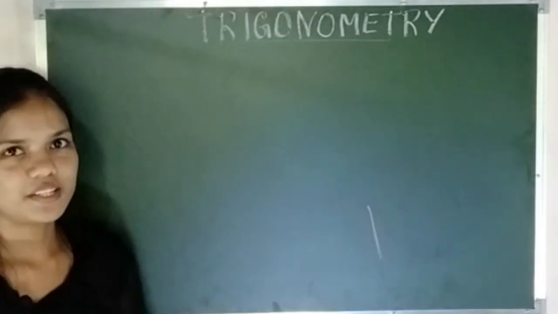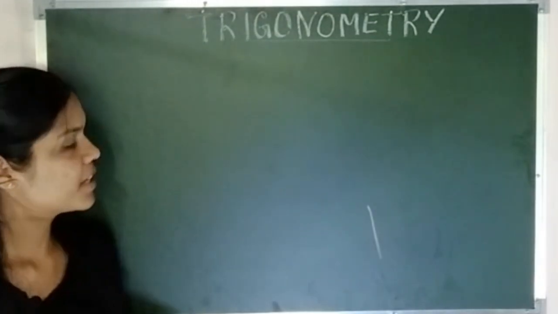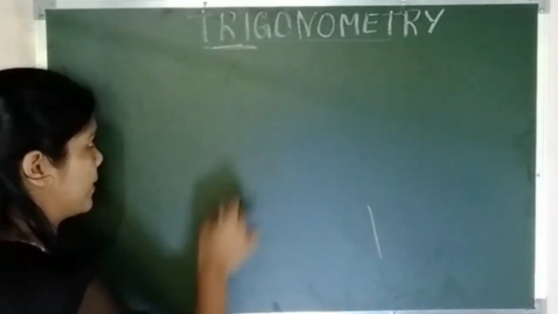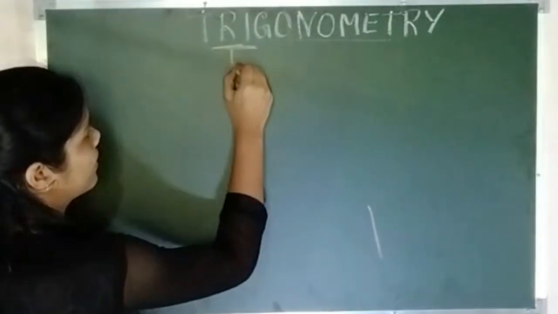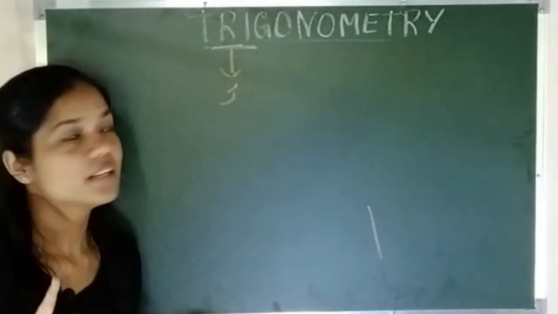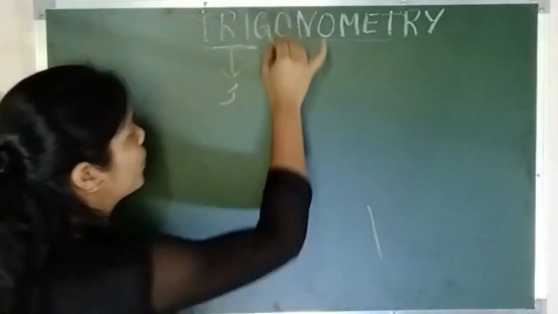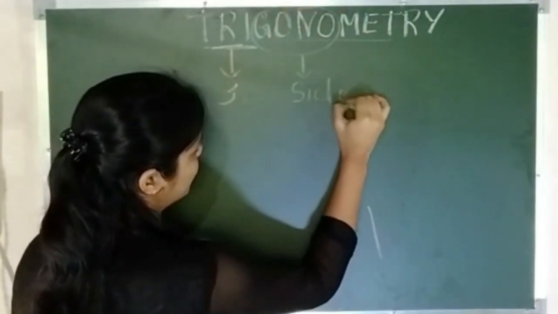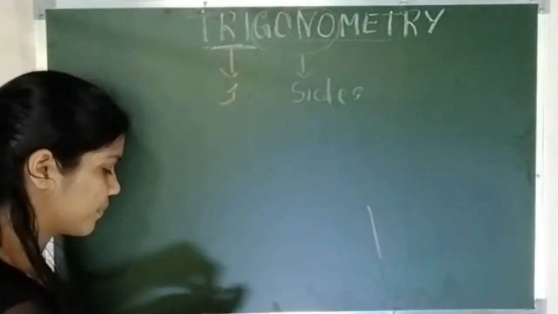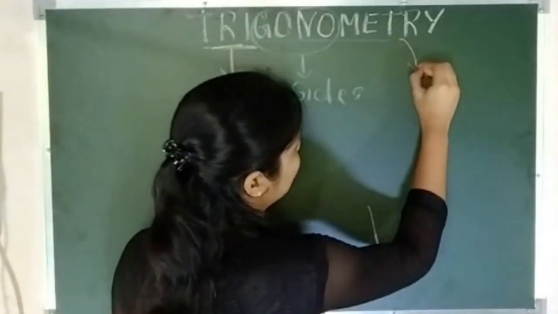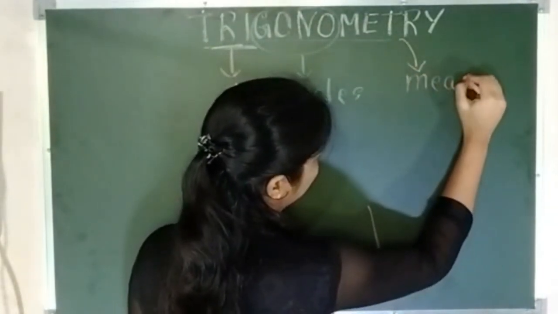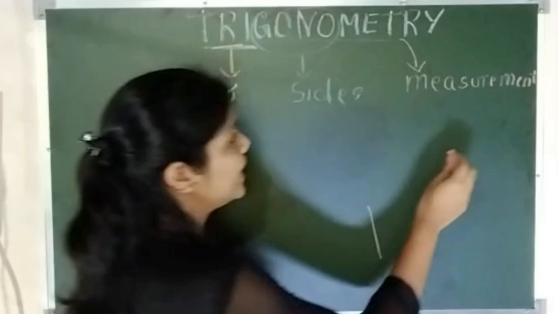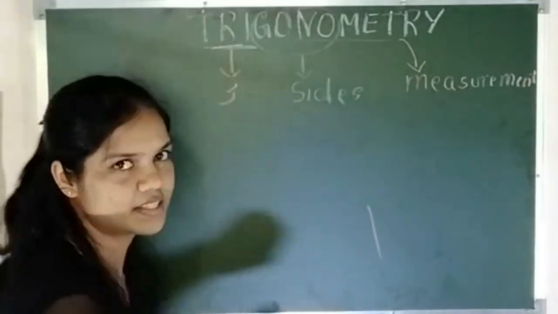The chapter trigonometry. If you see the term trigonometry, the first three letters are tri. Tri means three. Gono means sides. Three sides. And metri is nothing but measurement. So it is the measurement of three sides.